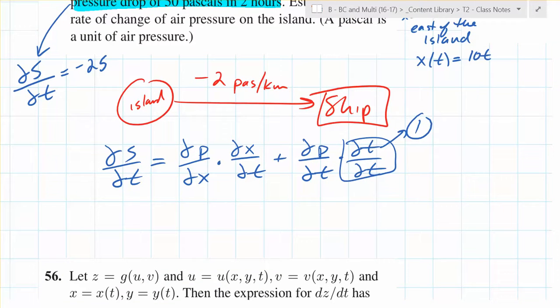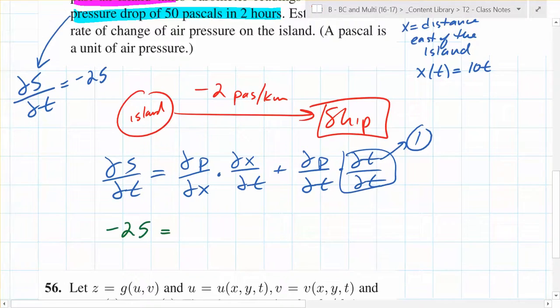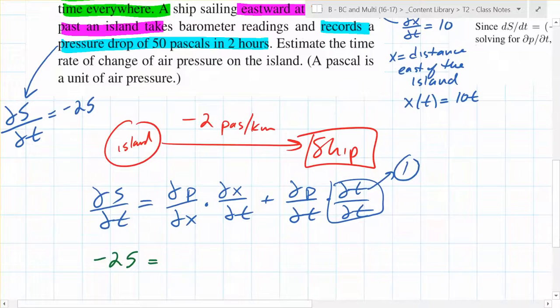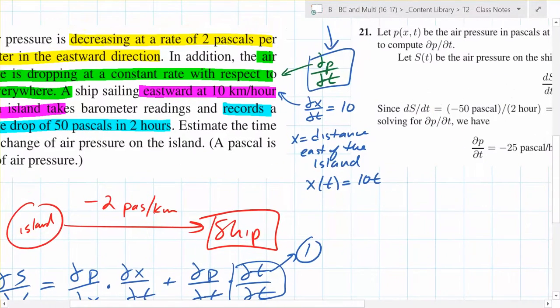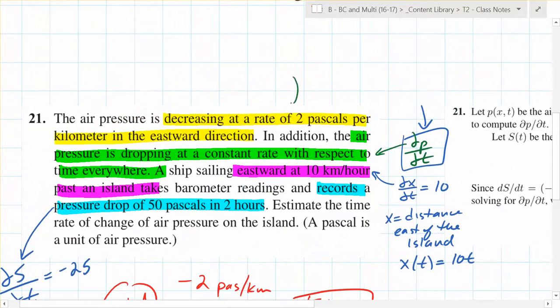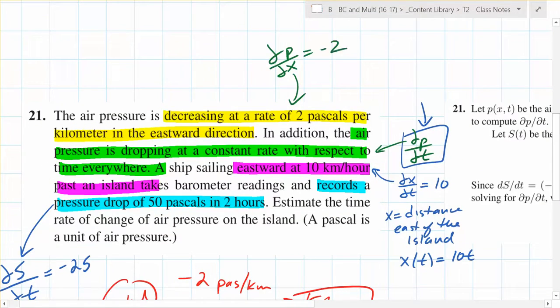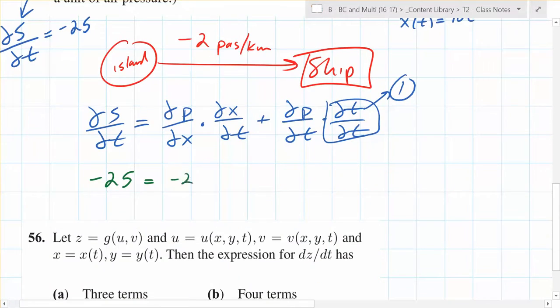Now, which ones do we actually have numeric numbers for? We know the first one, right? -25. Do we know dp dx? What is it? We wrote it right there somewhere, right? Oh, it's the first sentence: is decreasing at 2. Oh, we do have something up there. dx, right? The drop in pressure because of the movement, not because of the atmospheric. So what's that going to be? Negative 2 times what? 10, plus this.